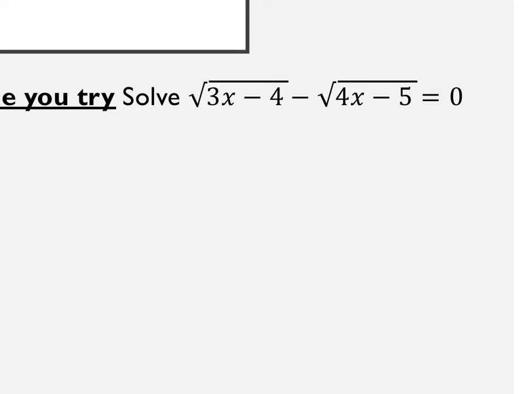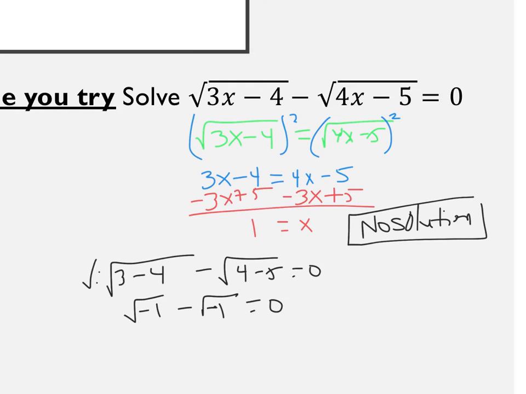I want you to take a minute and try this example, you try. Okay, so this one is a no solution. When you do type it into a calculator, remember it will not find a negative square root. It's actually a complex solution, so we say no solution.